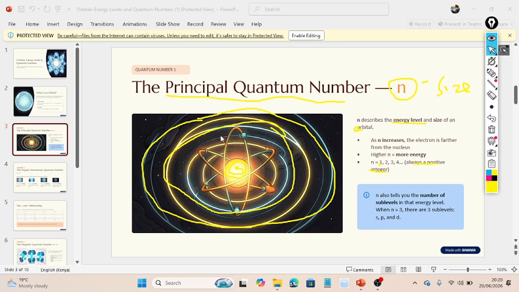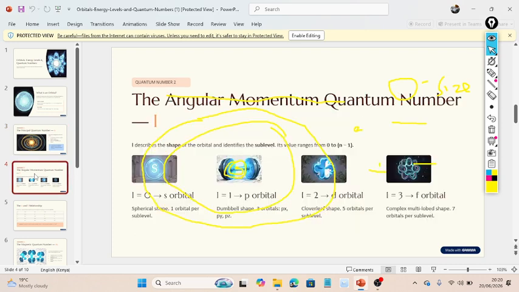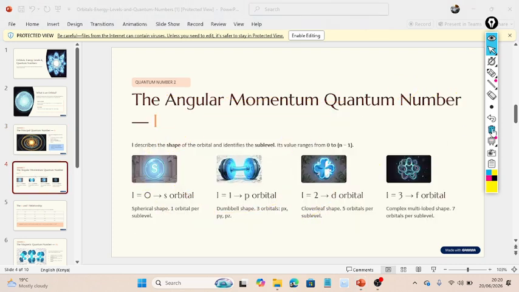Moving on, we can also look at the next quantum number, and the next quantum number is what we call the angular momentum. The angular momentum is designated as l. Some books denote it differently, but it's usually denoted as l, and its purpose is that it describes the shape of an orbital.